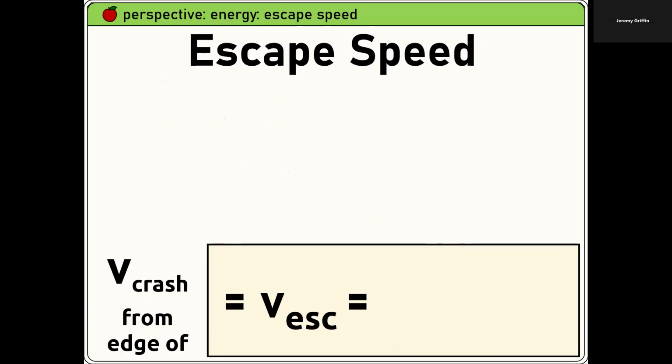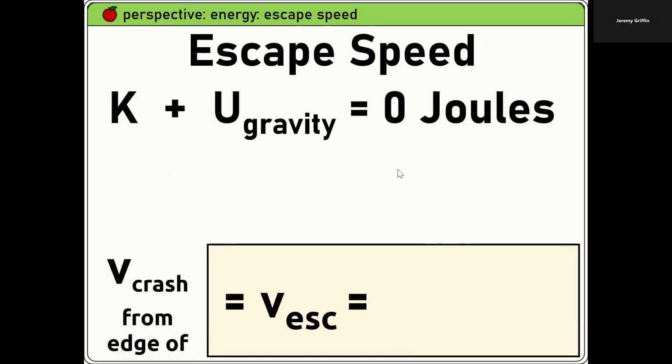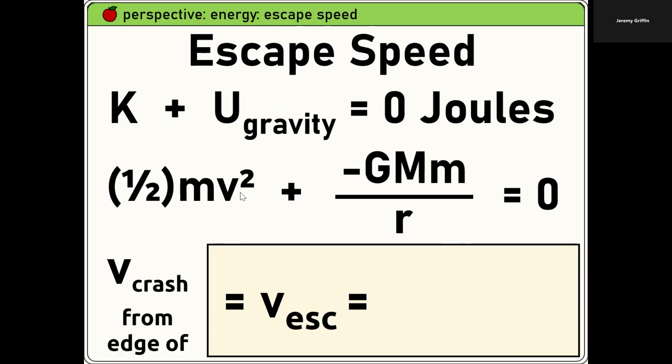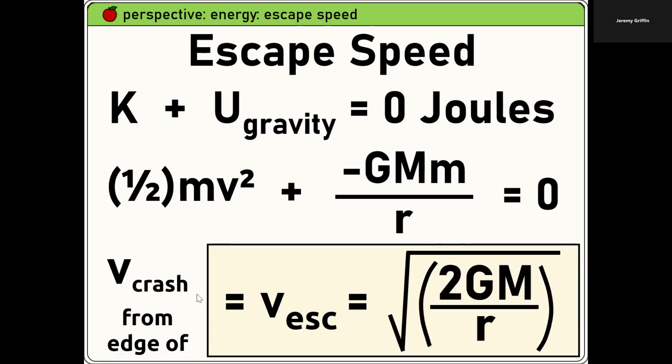What if the asteroid falls from the edge of space? Falls from the edge of space. You could solve for the crash speed, which would now also represent the escape speed if you go and throw it back up into the sky, which looks like that. Okay.